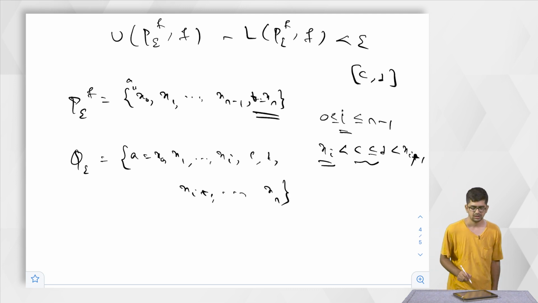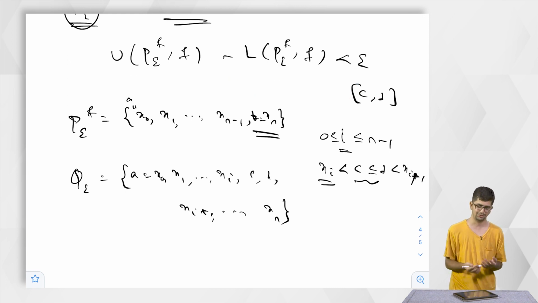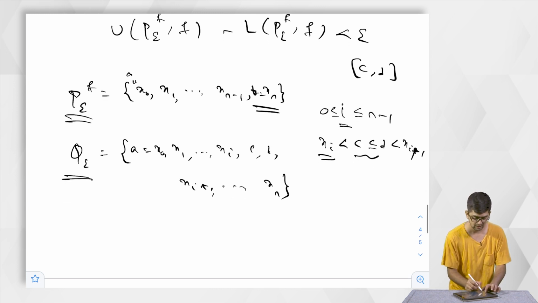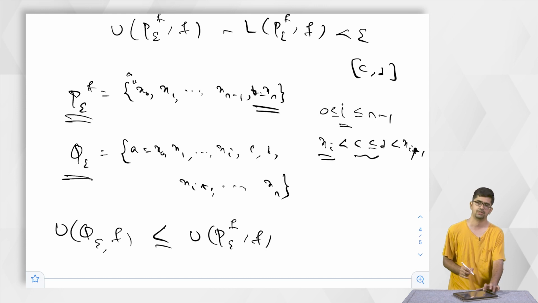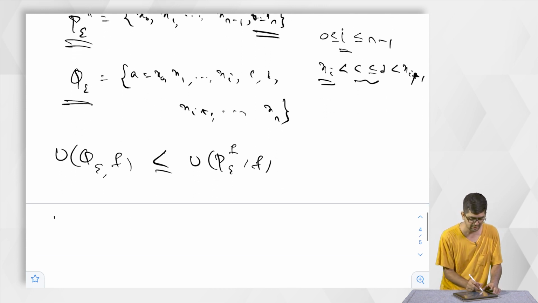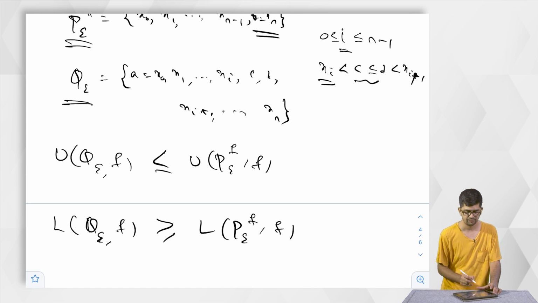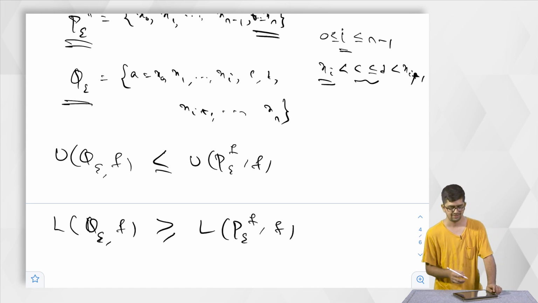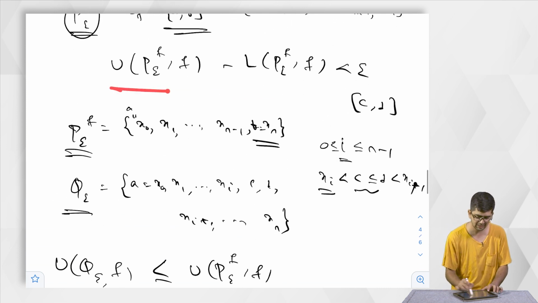xn. Now the question is, do I have a similar thing for this? You already know that. Suppose I take a refinement of a partition, then U of q epsilon f is less than or equal to U of p epsilon f, that is allowed. And what about L of q epsilon f, greater than or equal to L of p epsilon f. Again, this we have done multiple times already, in 2 lectures only I have done 3-4 times. So now we have this property.